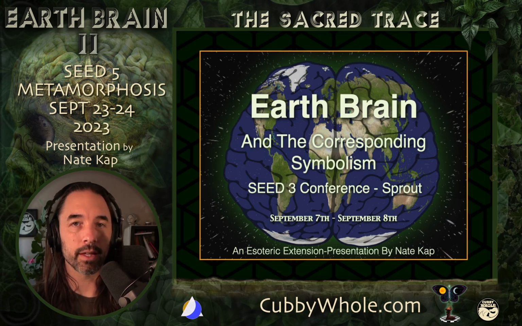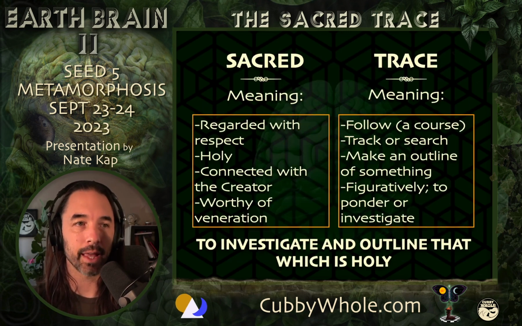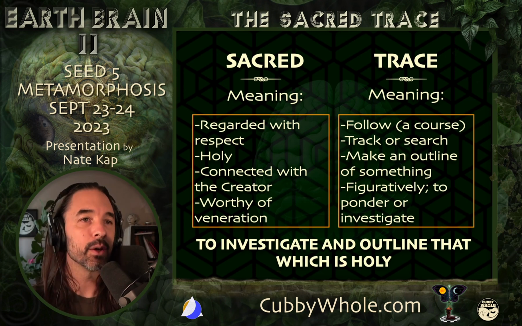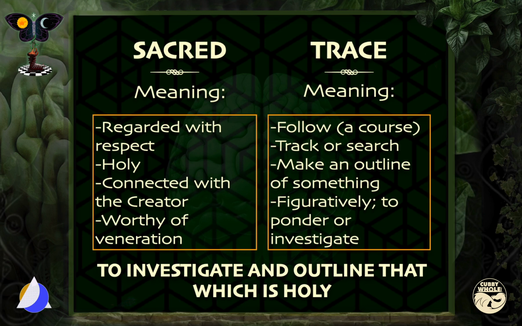The sacred trace is so important to understanding everything if we're going to really go back into antiquity to understand our origins and understand why things are the way they are, okay, within ourselves and in the world. So the word sacred has a few meanings that we really need to familiarize ourselves with. And the first meaning says regarded with respect. So this is about something that deserves attention and deep observation. That's what people really need to remember about sacred, okay?